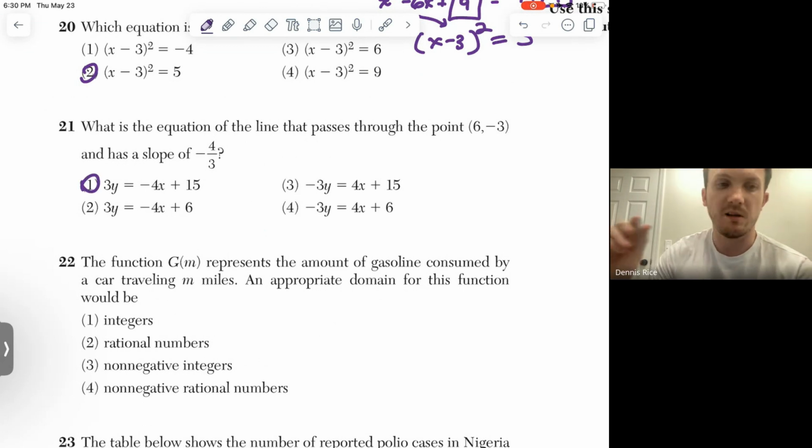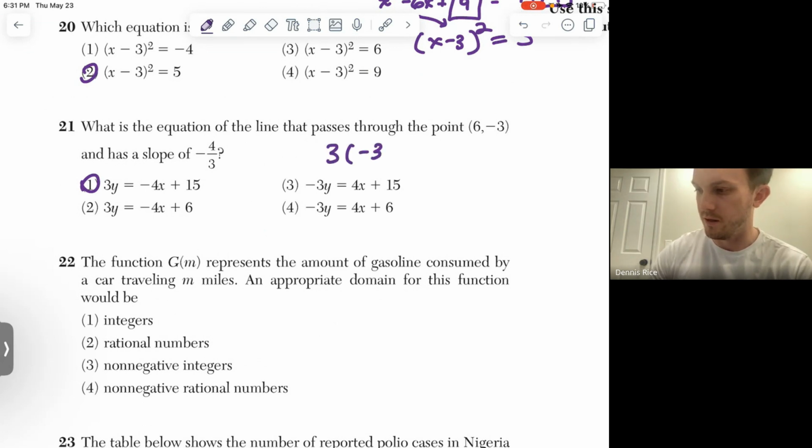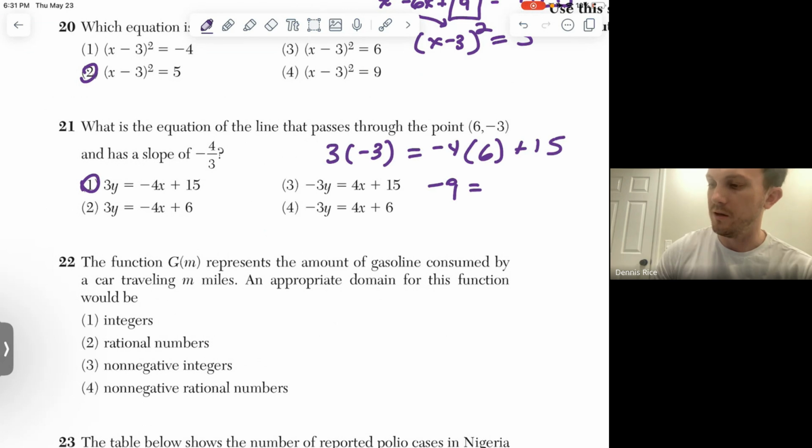And why did I say to leave it like this? Because I think doing all the work of getting all four of them in y equals and plugging them in, it's just a mess. It might be easier just to do it in your head or have your calculator home screen open and just do the math. If you plug in 3 times negative 3 and a 6, you're going to get negative 9. On the right, you get negative 24 plus 15, which is also negative 9. So choice 1 works out. The slope doesn't matter because the slopes are all the same.